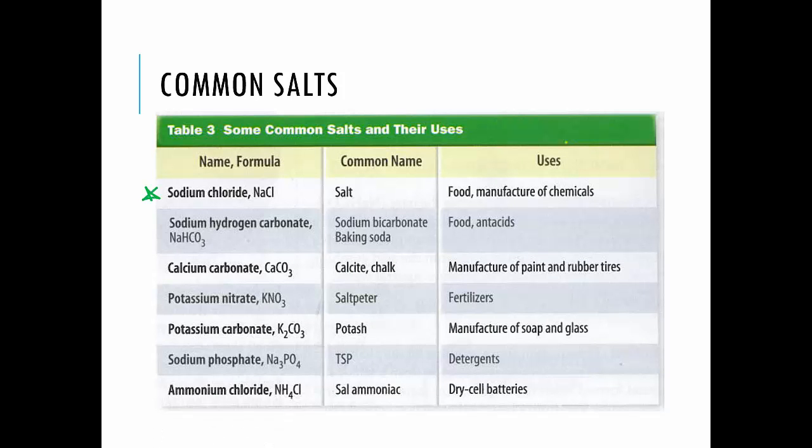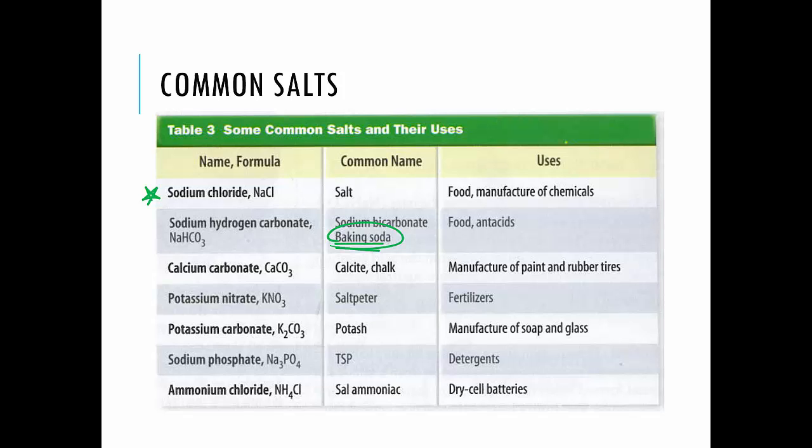So here are some common salts. Obviously our table salt is going to be on here, but there's a few other ones that you might know. Baking soda, you guys have all played around with that. Have you ever mixed baking soda and vinegar together, like to make a volcano? When you do that, you end up mixing a base and an acid. It forms a reaction, and you get this salt out. Calcium carbonate, potassium nitrate, potassium carbonate, sodium phosphate, and ammonium chloride are all examples of salts.